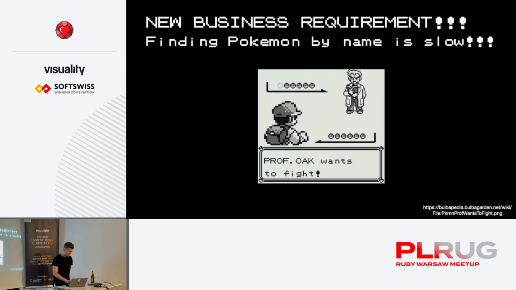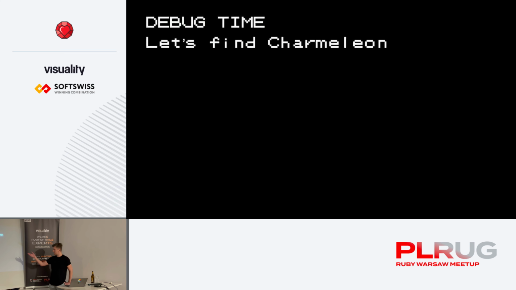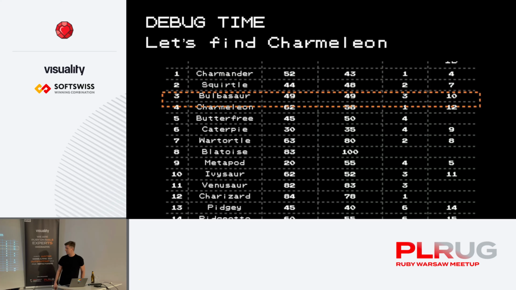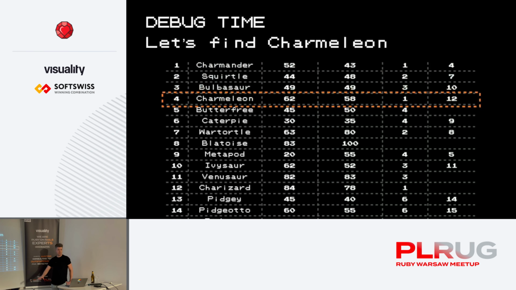Okay, so it's time for debug. Well, let's see what's going on. So let's pick a random Pokemon. We'll pick this one because why not? And let's try to find it. So we were checking, okay, the first one, it doesn't look like this, so let's go more and more and more. Okay, here it is. So it wasn't that bad. We have found it really fast.